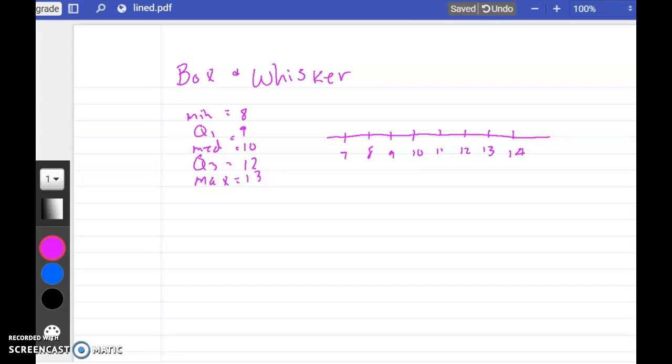So my minimum is at 8, so I'm going to label that point. Q1 is at 9. The median is at 10. Q3 is at 12. And the max is at 13.